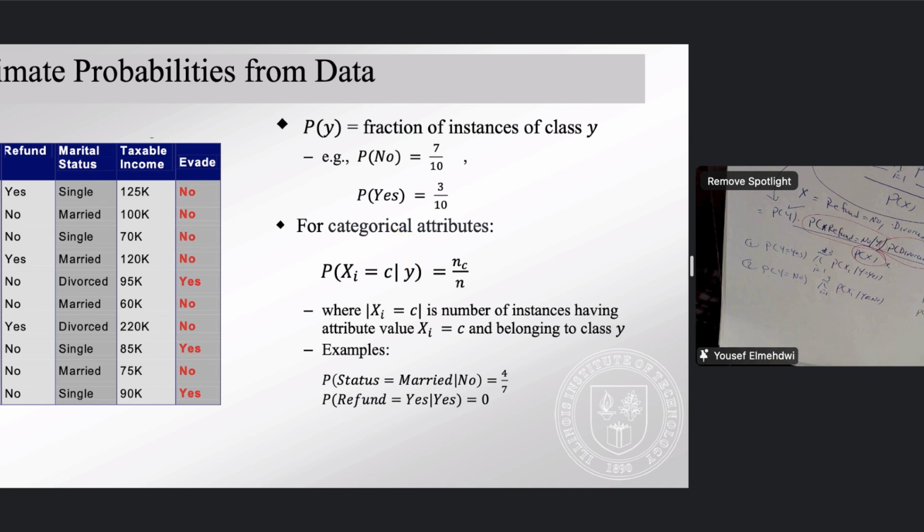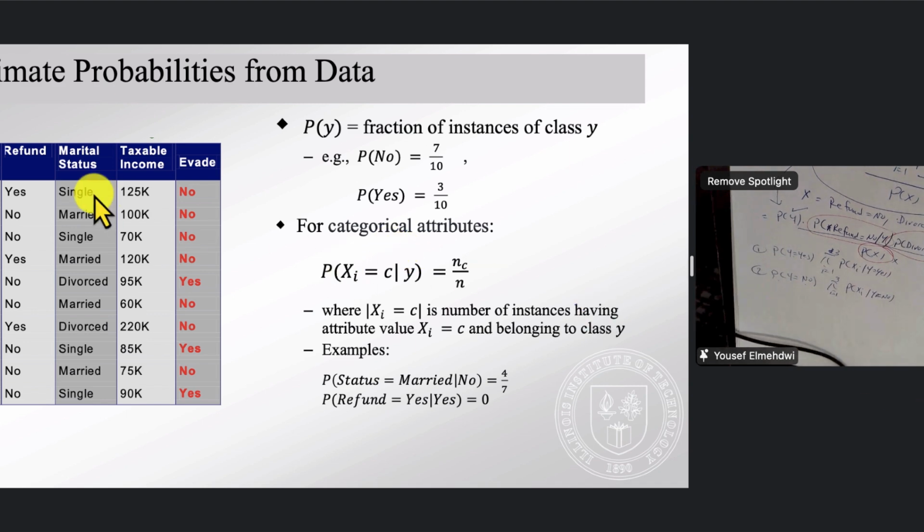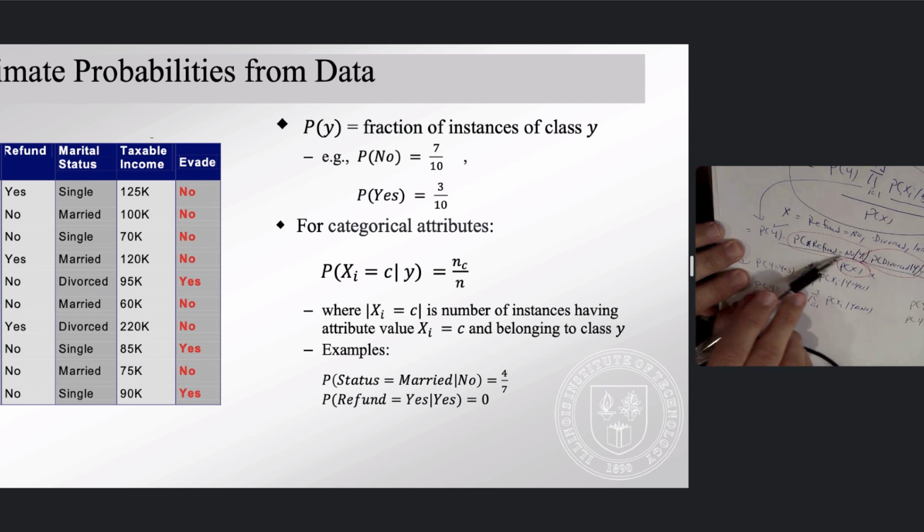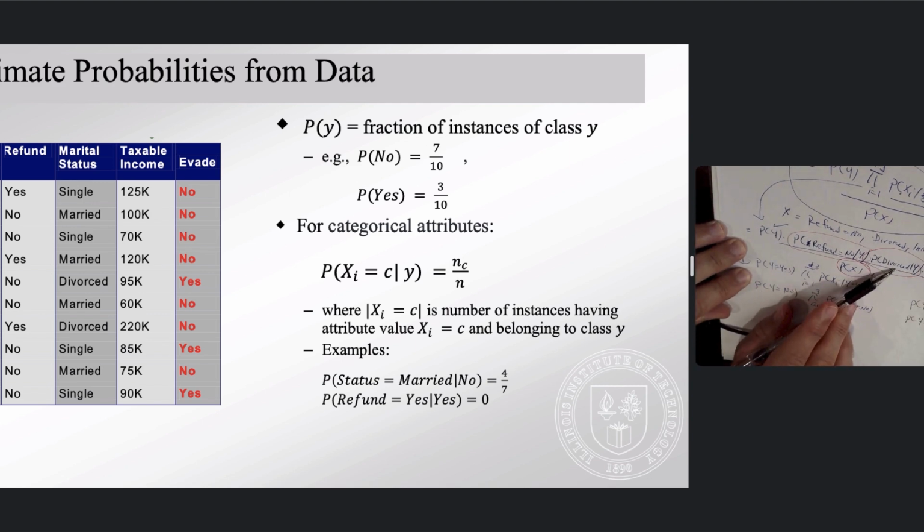Now, as I mentioned, it depends on the data type of the feature. For each data type, we have a different way to compute the probability of x having a specific value given y. So first I will look at marital status, and later we'll look at the taxable income and see how to compute that.